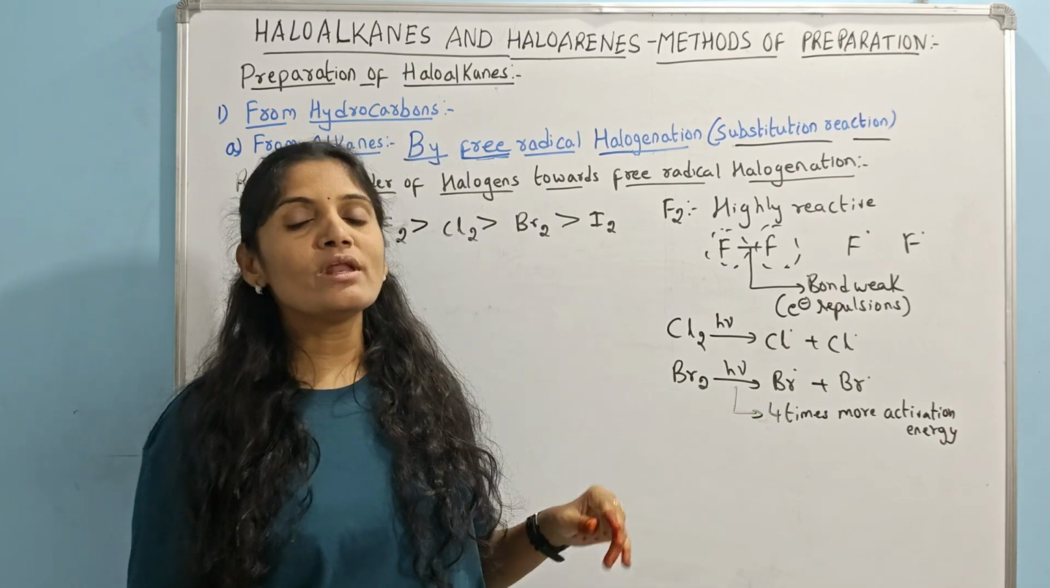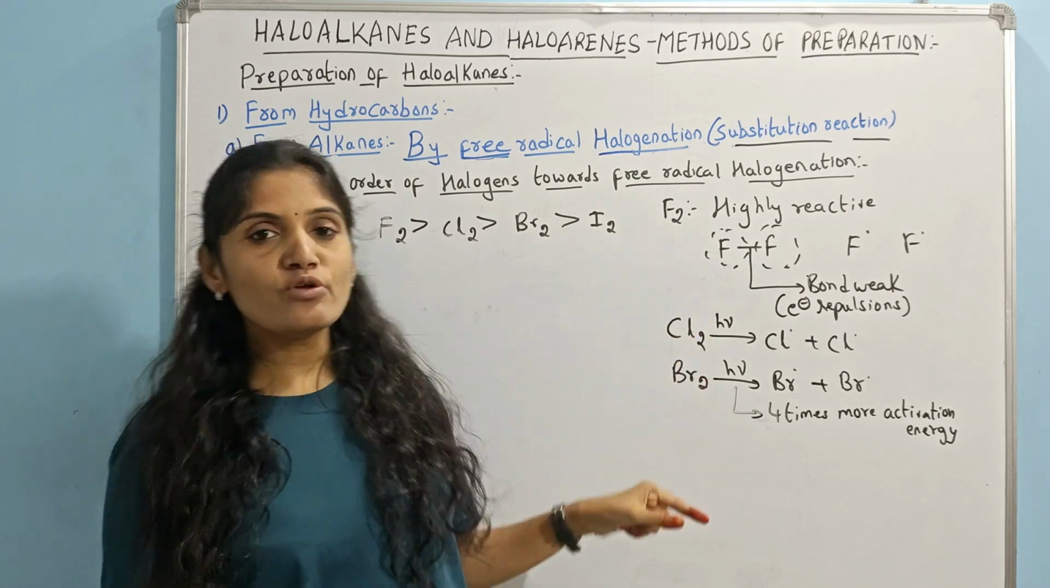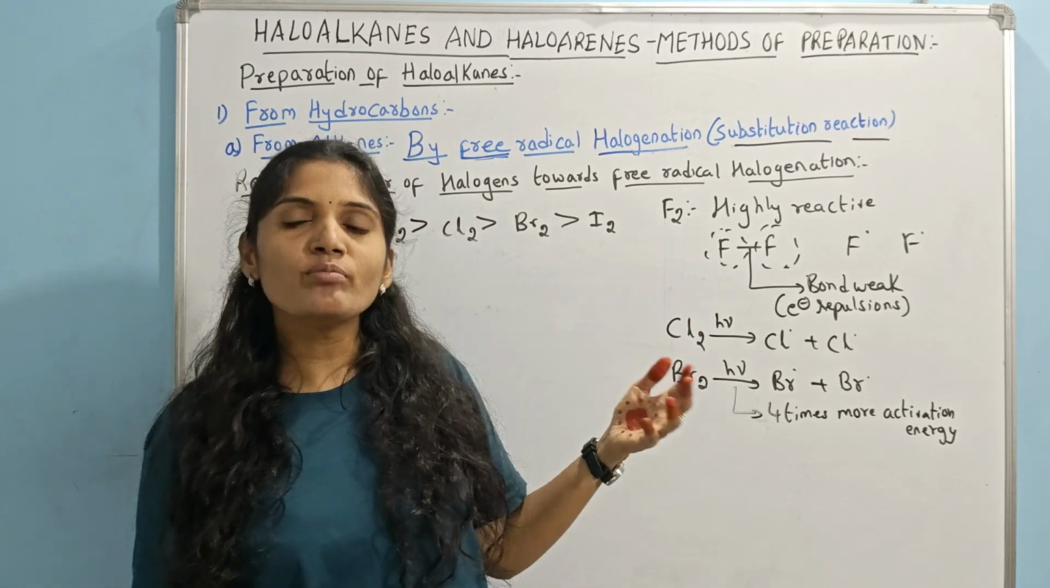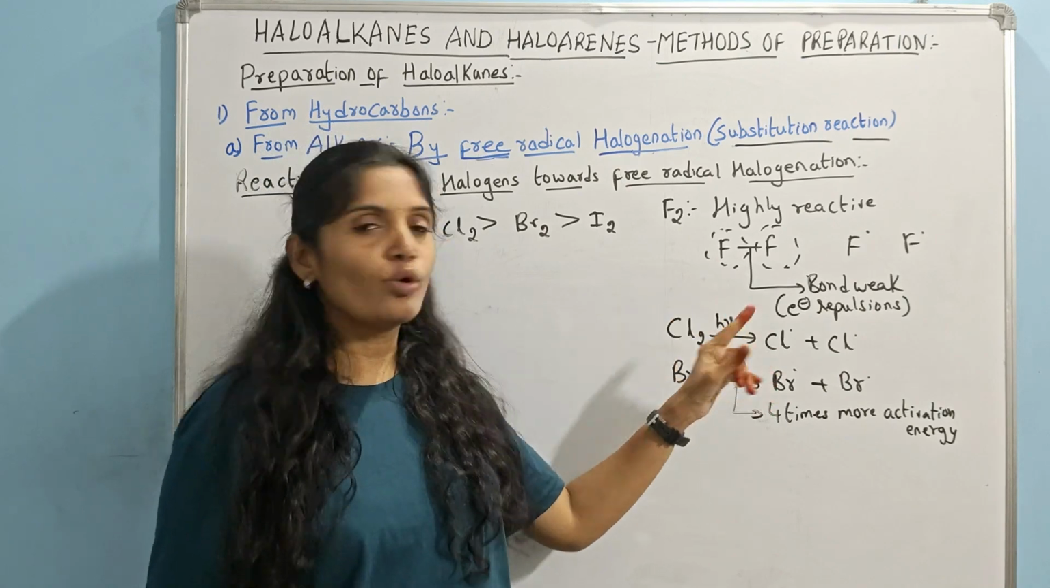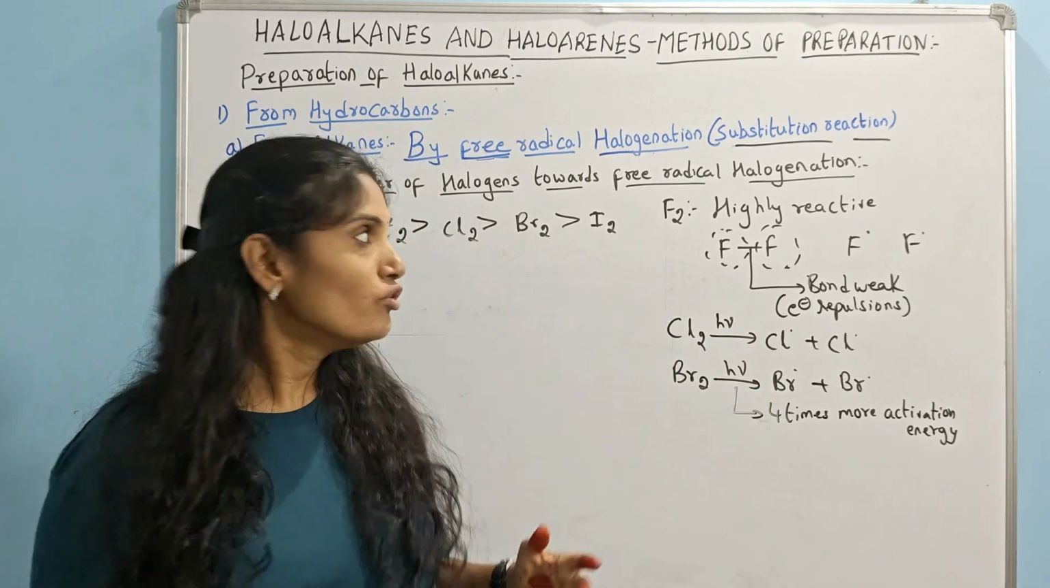That is the reason bromination, when you talk about halogenation, is not that preferred, or not that quick when you compare it to your chlorination process. Okay, so that is the reason.